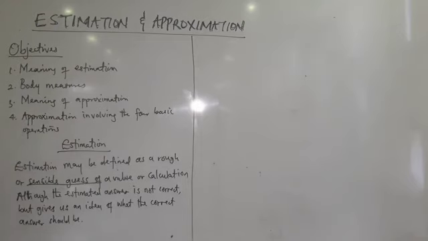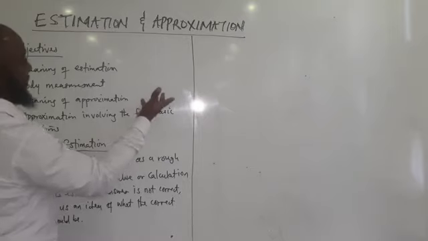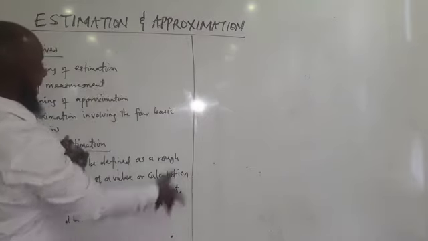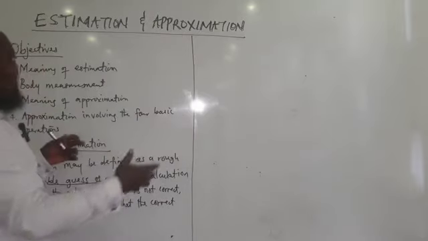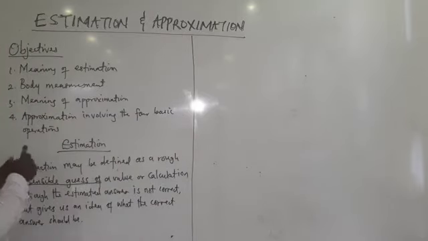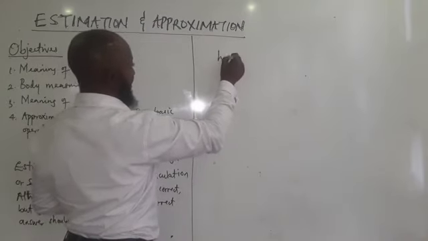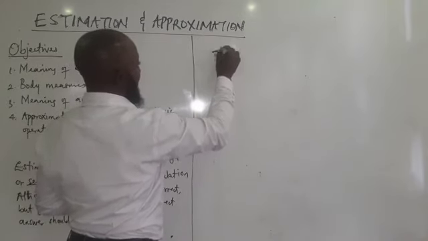Then we go to body measurement. We can use body measurement to estimate anything. Like this board, I can use my hand span to measure, to estimate the length and the width of this board. So that is what body measurement is talking about. It's talking about using your hand span.